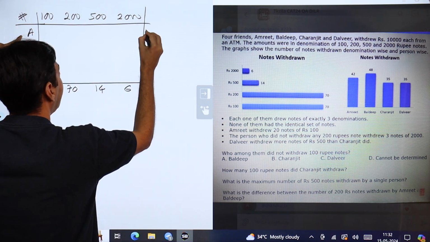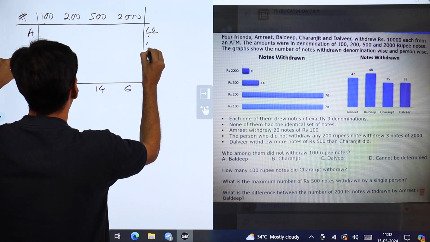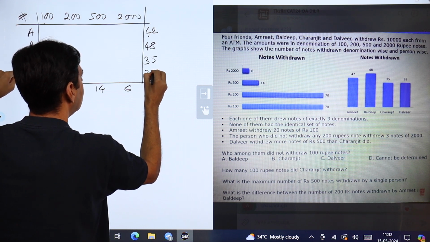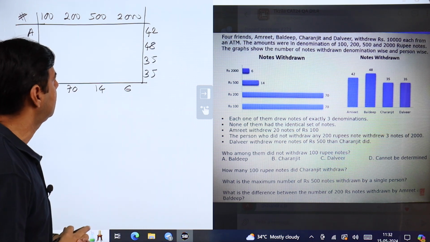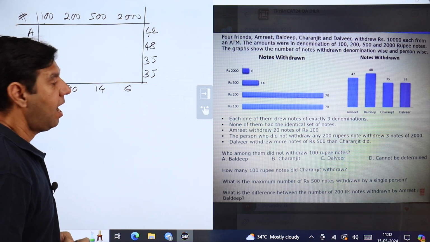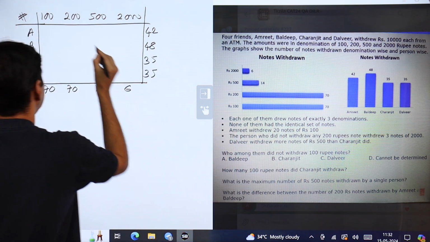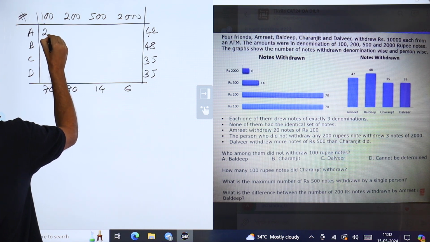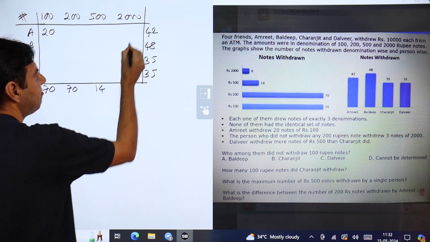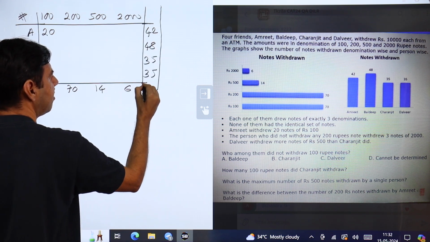A withdrew 42. You can't do much with that. There's a 48, okay, and then there's a 35 and 35. So no great small values here, so not much to help, right? So A withdrew 20 notes of 100. So this is direct. So one of the attacking points could be this row. In fact, in this row, let's start analyzing it right away.